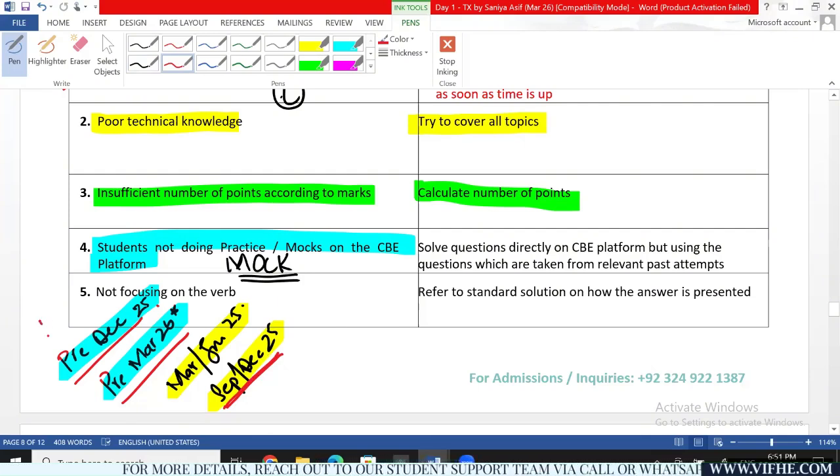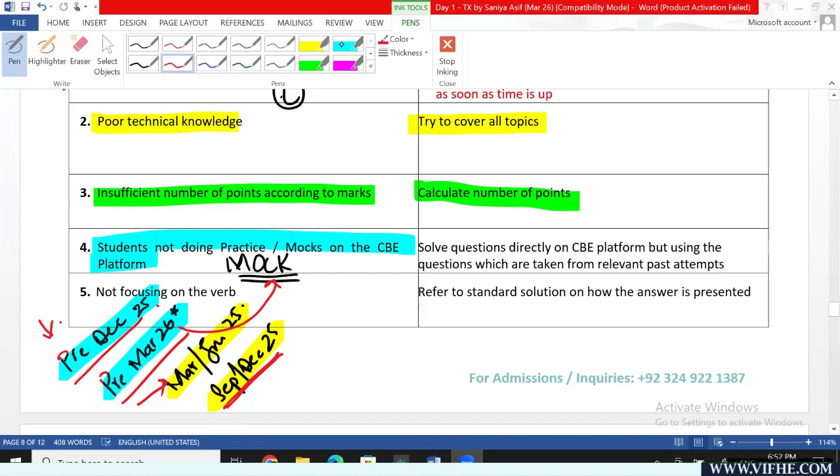So if you do the pre-December 25 mock or the March, June 25 past exam attempt, that is going to be sufficient, because in the end, you should have gone through this platform once or twice so that you get familiar with how things work. And of course, as I've told you, this pre-March mock released by ACCA is going to be your mock as well, which we will test you on probably the 21st of February, which is going to be checked by me, and then I'll give you detailed feedback, and then a mock debrief will be conducted.